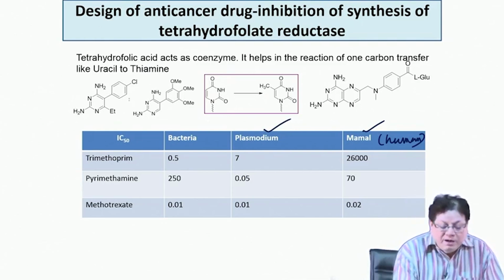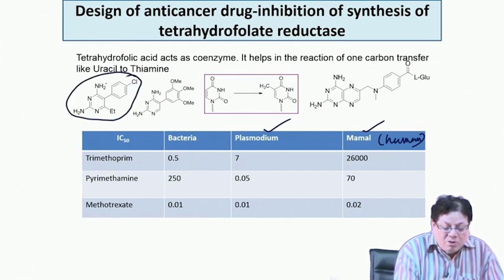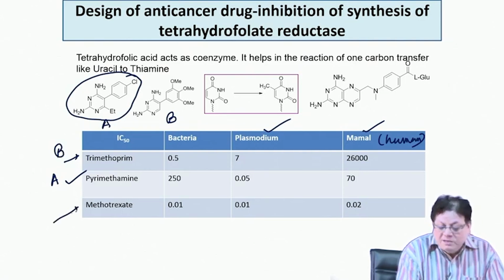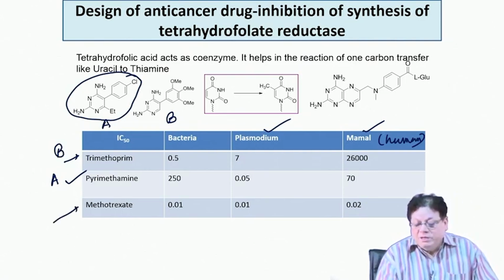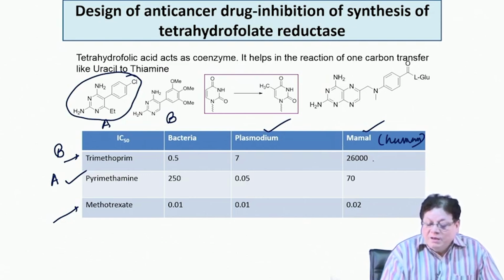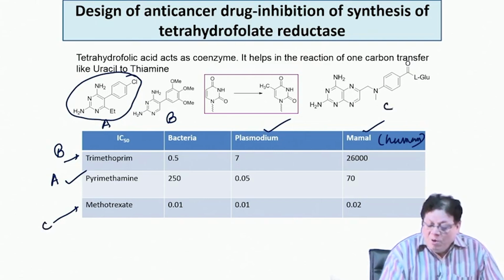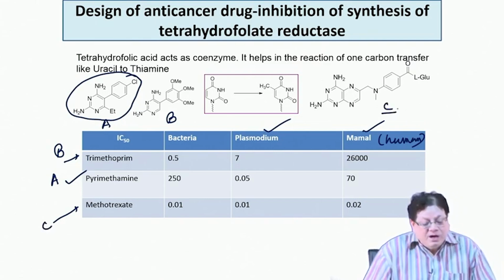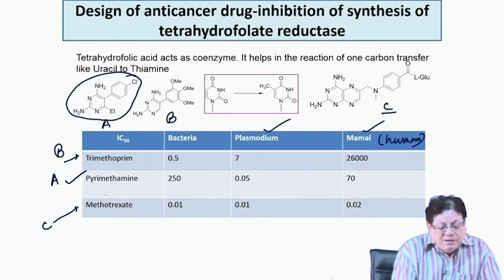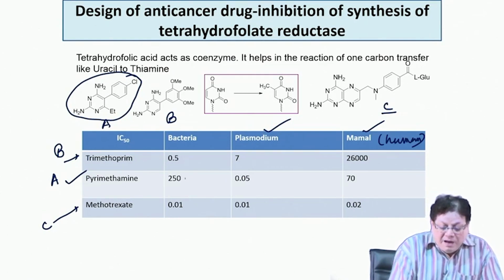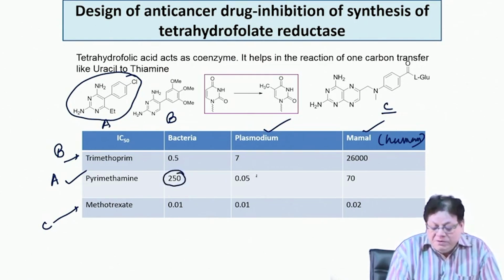And I have shown you here 3 molecules. This one is called pyrimethamine. So, this is A, B is trimethoprim, and C is methotrexate, this one, which has great resemblance to the folic acid structure. All these molecules act as drugs. A, that means pyrimethamine, acts on Plasmodium, and that is reflected in their IC50 values.